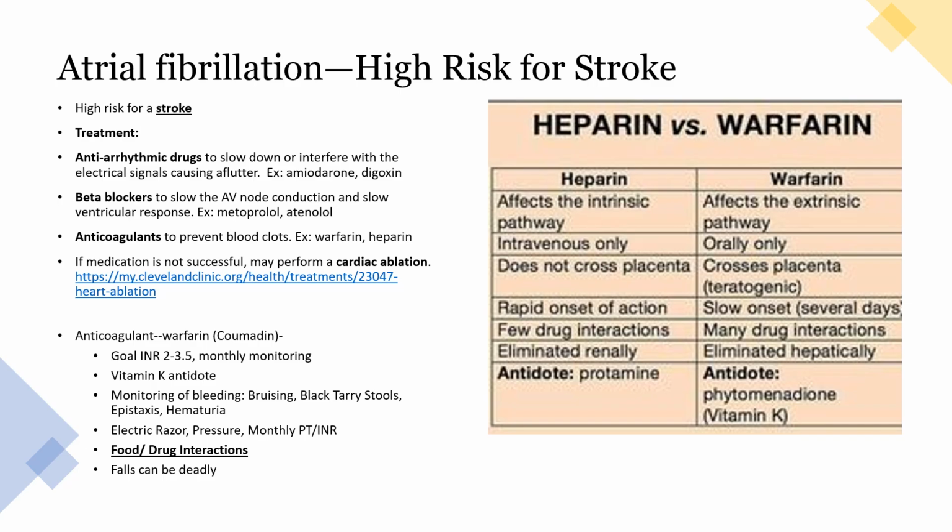We don't want our patient to fall. We don't want them to have any bleeding around catheter sites. We don't want any bleeding at a surgical incision or a wound. But we're also going to monitor for bleeding in things like bruising, petechiae, black tarry stools, epistaxis, which is nose bleeding. We're going to look for blood in the urine, which is hematuria.